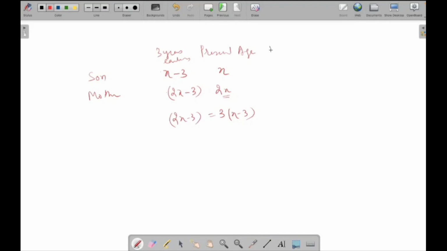Sometimes they will say that 10 years from now the son's age will be 1.5 times the mother's age, something like that. They could tell you X plus 10 is equal to 3 by 2 times 2X plus 10. So just ensure that when you're going 3 years earlier or 10 years from now, you come to the present age and then add or subtract. Don't right away try to double it. Do it one step at a time and then work backwards.